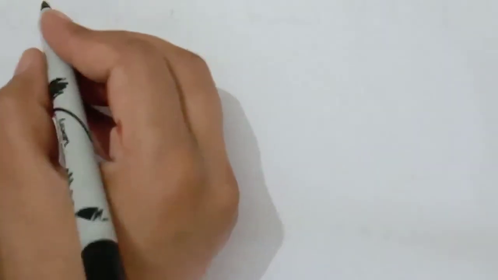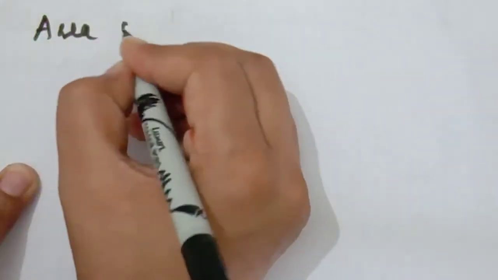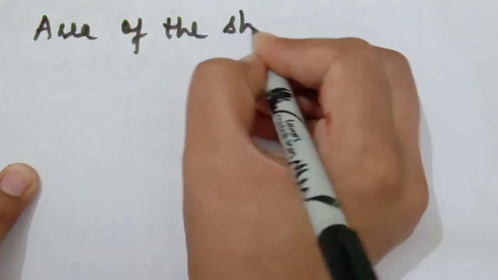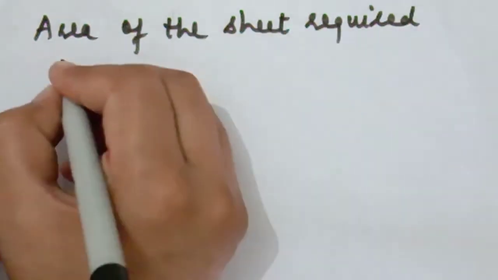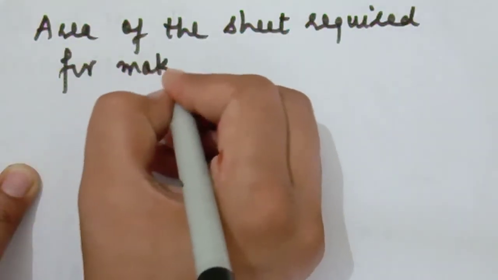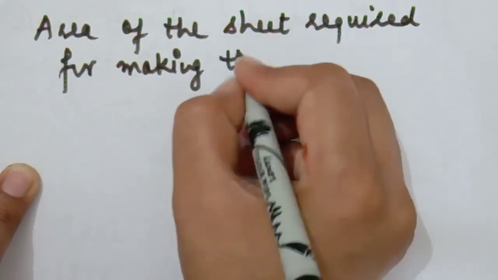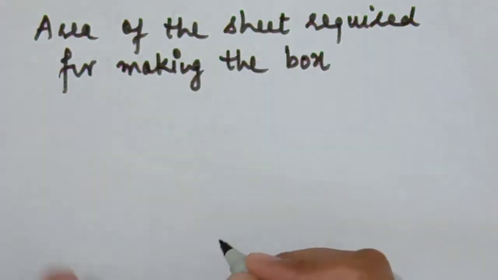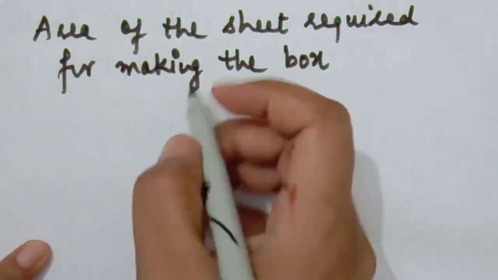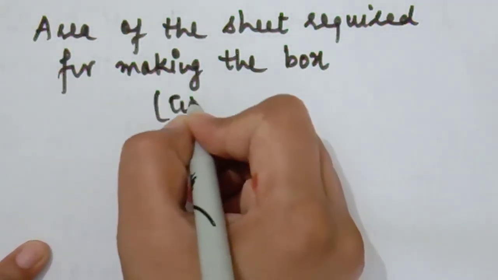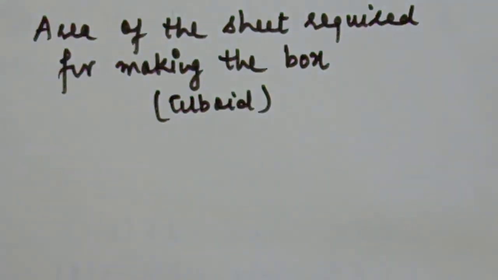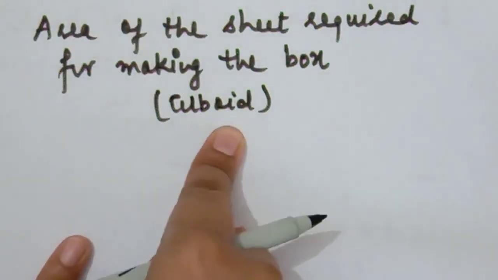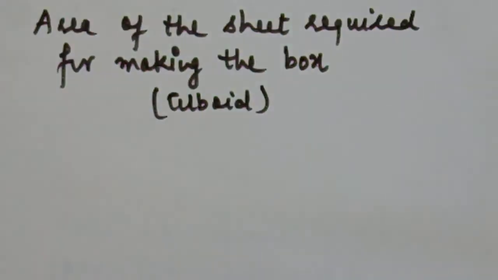Now students, we have to find the area of the sheet required for making the box. We know very well that it is the shape of a cuboid. How do I recognize it is a cuboid? Because length, breadth and height are all different from each other. That's why it is a cuboid box. But we know that it is open at the top. So now we have 2 different options.